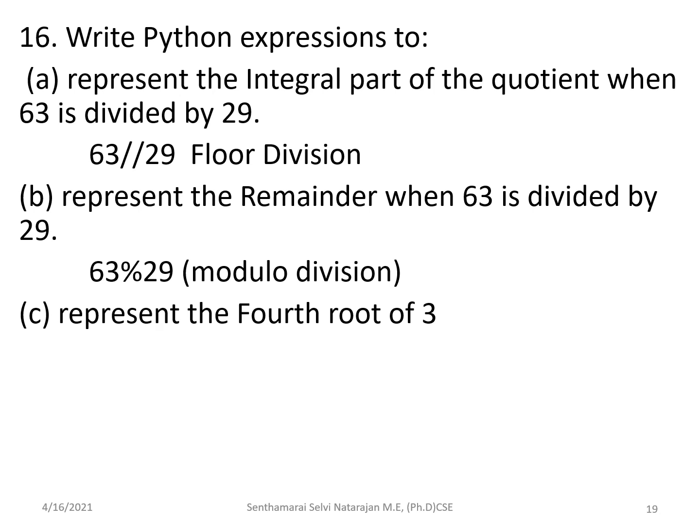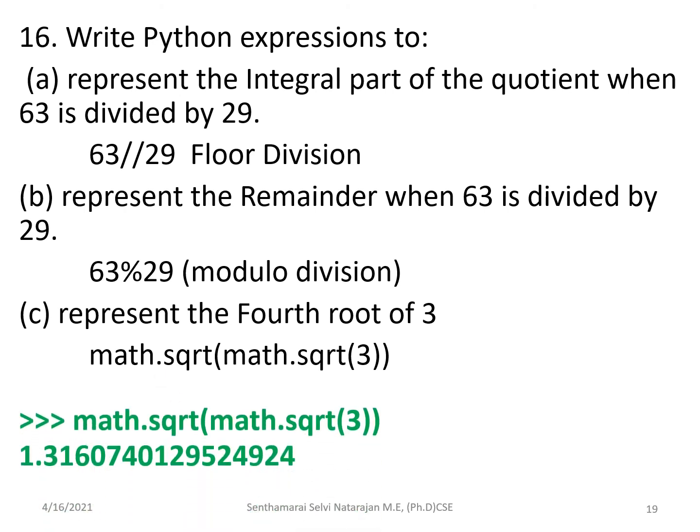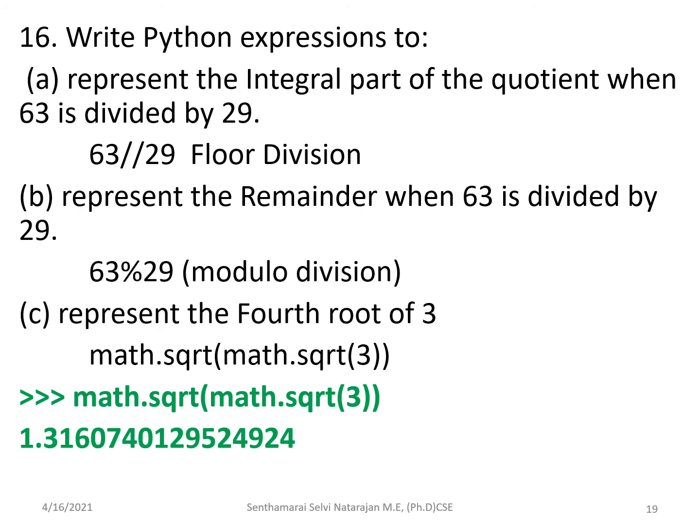Next is you have to represent the fourth root of 3. When you want to find the fourth root, first you find the second root and then go to the second root again. So here I have used two square roots. First you have to find math dot sqrt of 3, then again find the square root of this math dot sqrt of 3, and you can get the value. I have executed it in the command prompt and I am getting this as the answer. You can also try it.